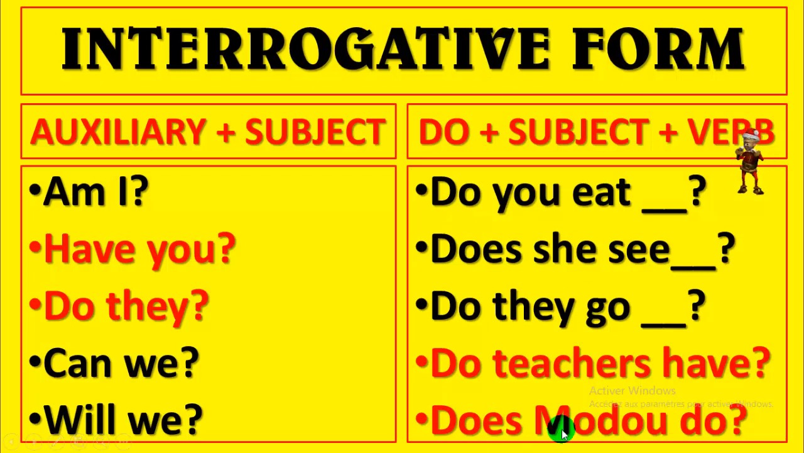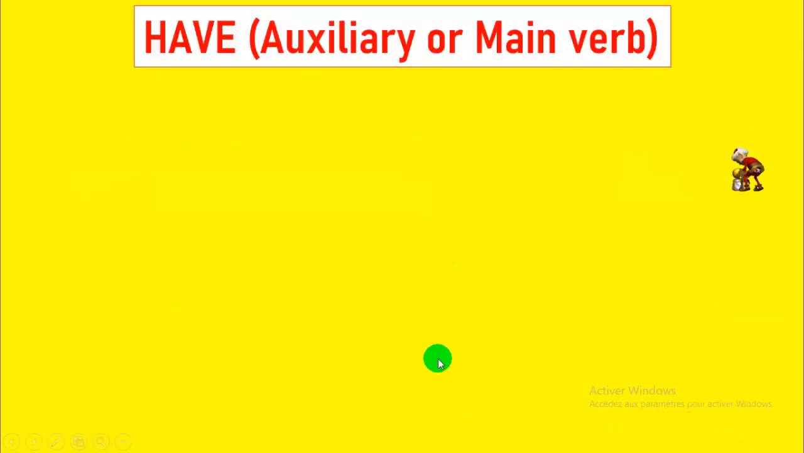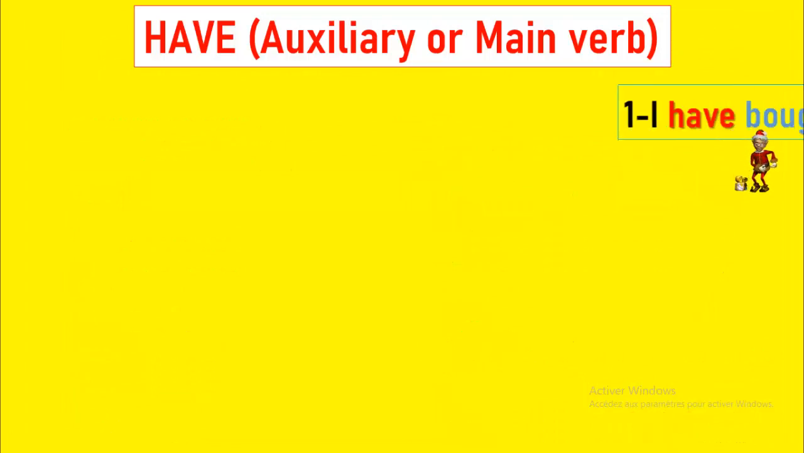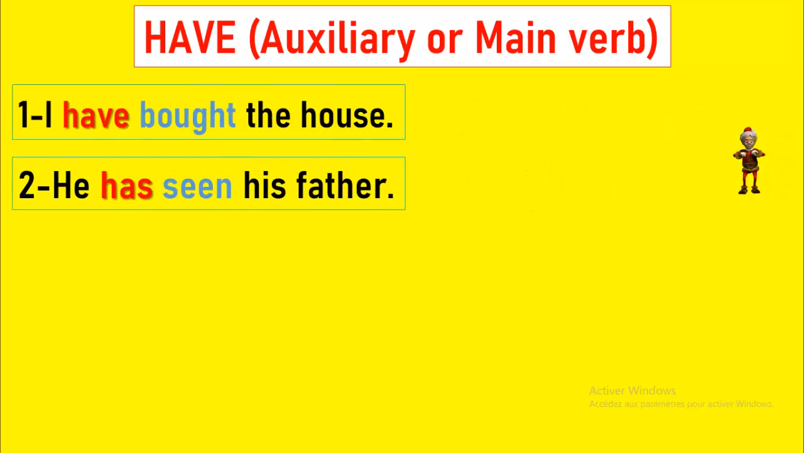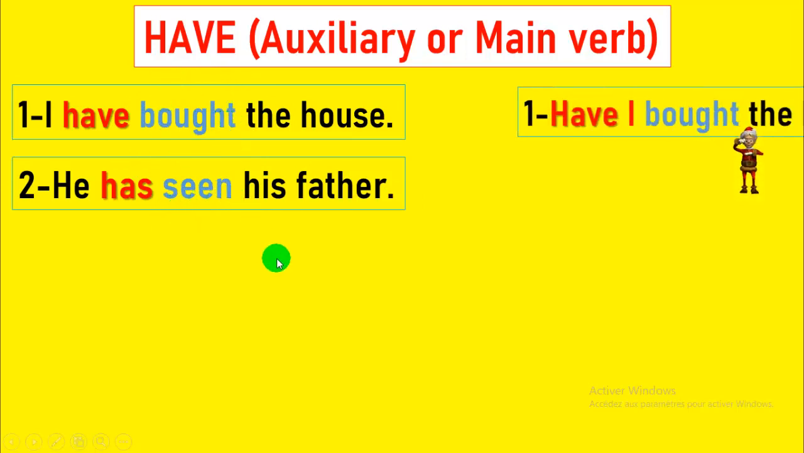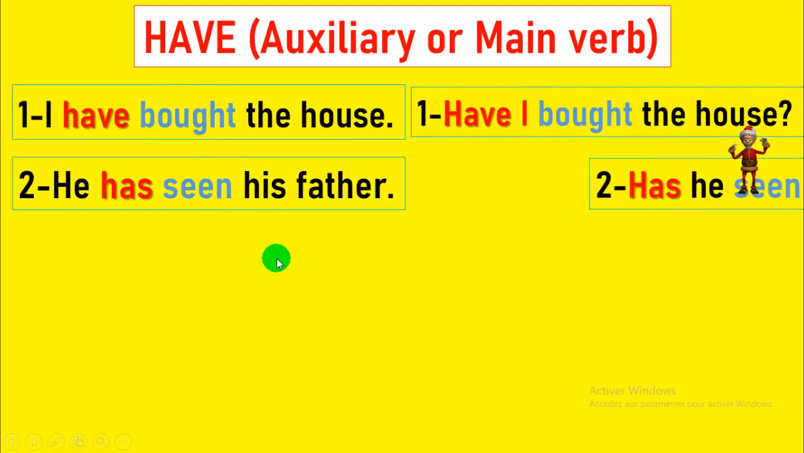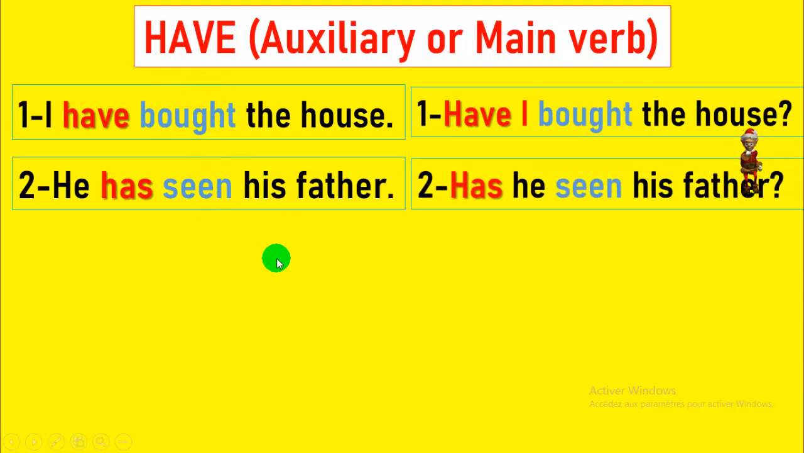À droite ici le verbe do d'abord, sujet plus le verbe. Do you live? Do you see? Do you have? Do you do? Have, auxiliary or main verb? Interrogative form, I have bought, he has seen. On vient de voir que lorsque have accompagne un verbe, il est auxiliaire. Donc on va le conjuguer comme auxiliaire. Have I bought? Has he seen his father?